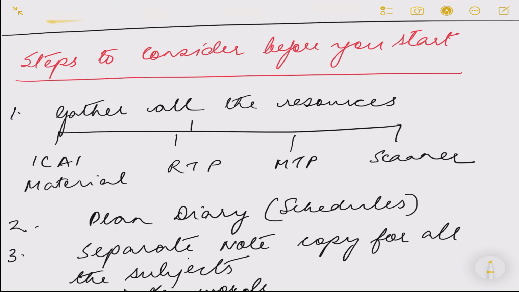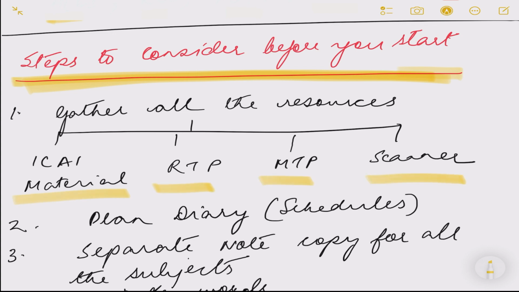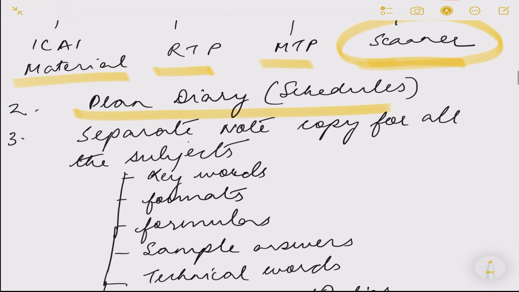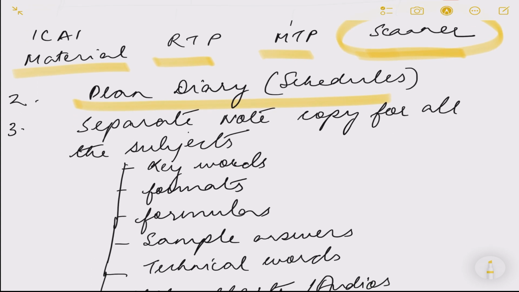Now, steps to consider before you start. These are very important. If you look at the ICAI website, there you get the BOS portal, knowledge portal. There you will get all the resources: ICAI material, RTP, MTP, and the scanner, which is the last 10 years' papers. So all the resources are available on your ICAI website also. You need a diary to plan your schedules, your day-to-day timing, your daily routine. You have to be very sincere for at least 2 to 3 months.